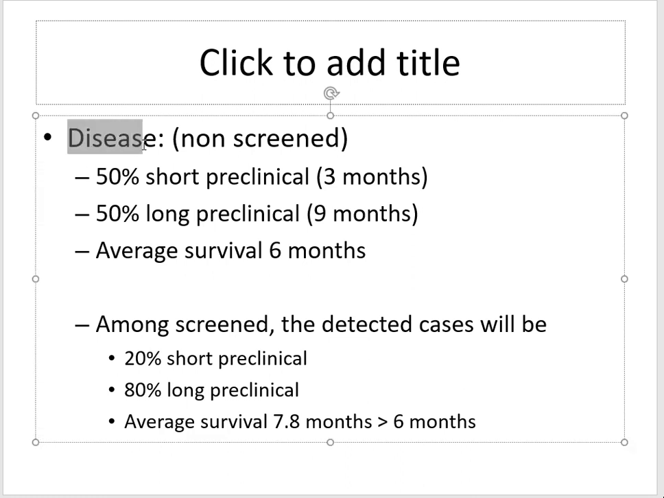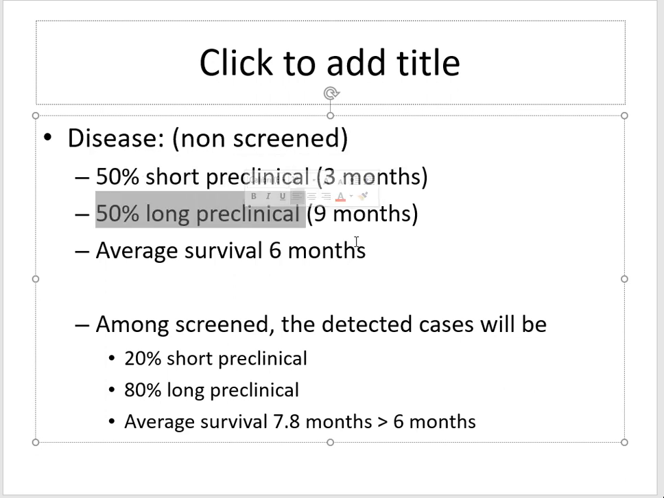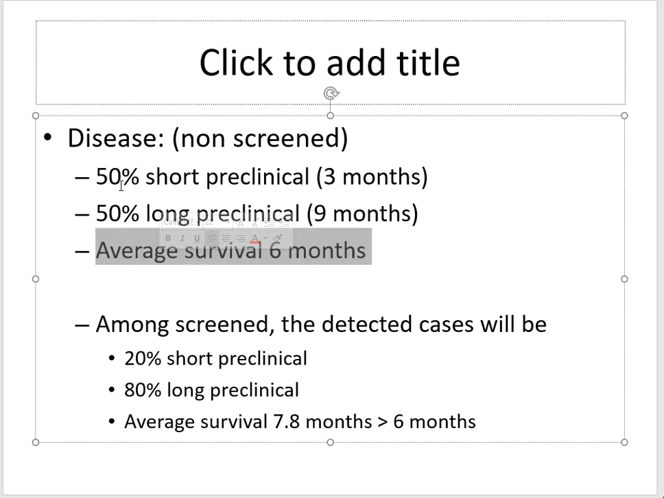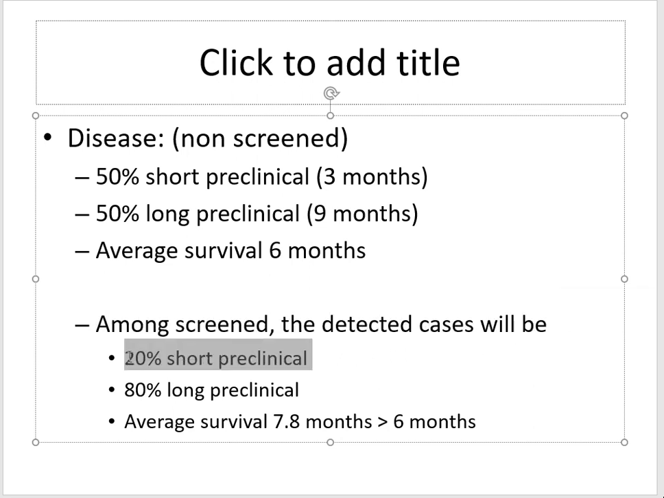So let's suppose that we have a disease. We haven't screened yet. And 50% of those that have the disease have a short preclinical period, and 50% have a long preclinical period. Let's say short is 3 months, long is 9 months. The average survival is 6 months. So 50-50. Among the screen-detected, it will be 20% short preclinical and 80% long preclinical.